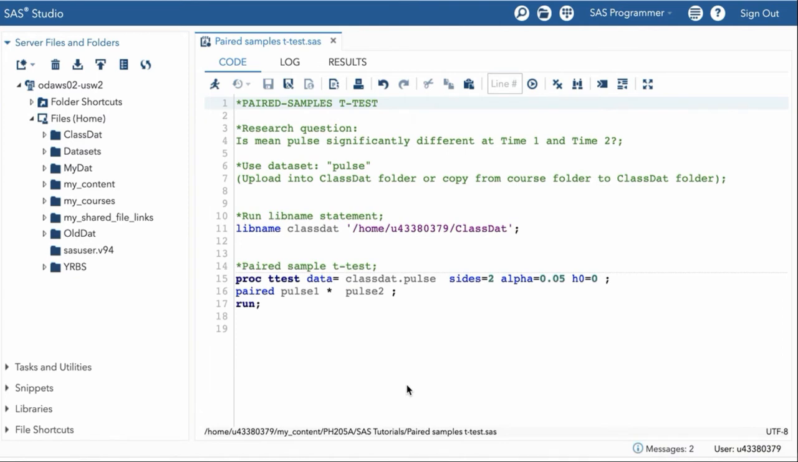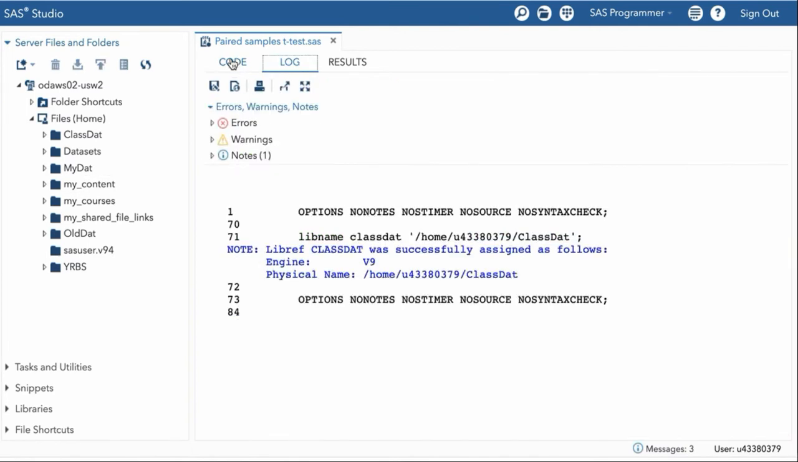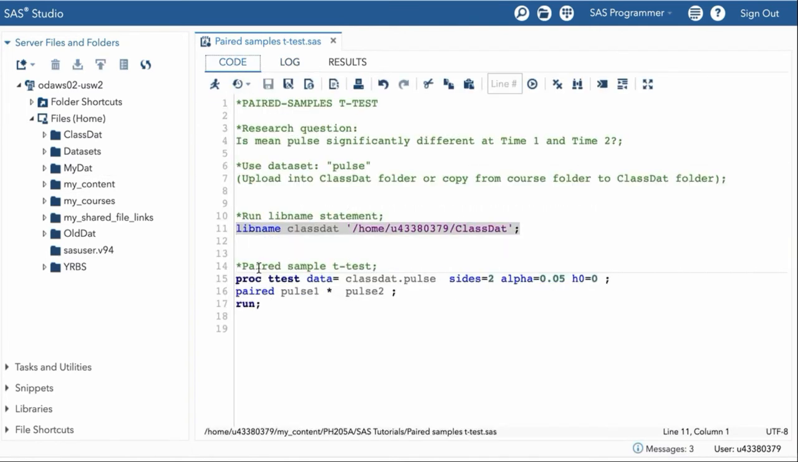So we're going to use the data set called Pulse, so get that into your class stat folder, then run your libname statement, and then we can go ahead and conduct the paired samples t-test by starting out with proc ttest. Data equals classstat, the folder that it's in, pulse, the name of the data set, sides=2, alpha=0.05, and our null hypothesis H0=0, meaning that we don't expect there to be a significant difference between the two groups, a 0 difference.